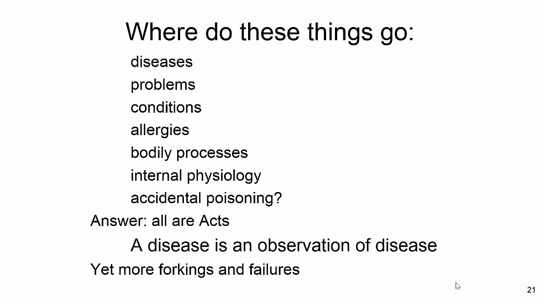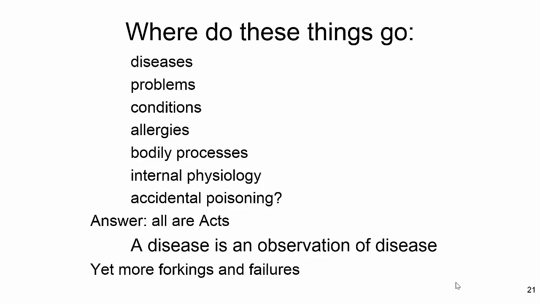Now, what are diseases? They're not acts. What's an accidental poisoning? It's not an act, but it's not a role and it's not an entity. So what is a disease? The answer is, a disease is an observation of a disease. That's an act. That is the basic flaw running through the entirety of the RIM, and it makes it very difficult to code sensibly using anything which is based on the RIM.